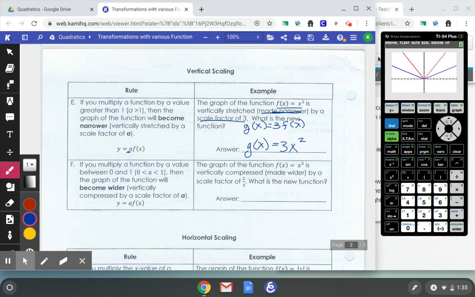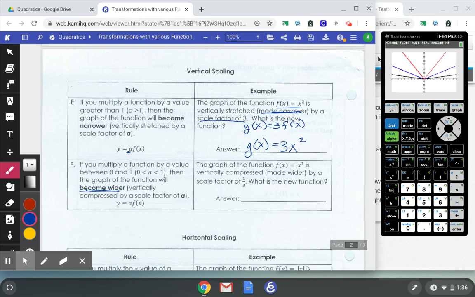What would happen if you multiplied the function by a number that was between 0 and 1? What happens to the function? Well, it will always become wider. Let's look at an example here. Using the absolute value function, I'm going to do a third this time, times the absolute value of x, and graph it, and let's see what happens. See how it becomes much wider than that blue parent function? All right, that always happens regardless of what type of function you're looking at.